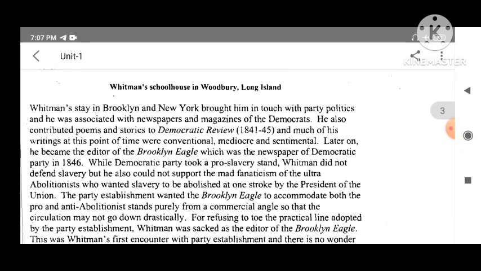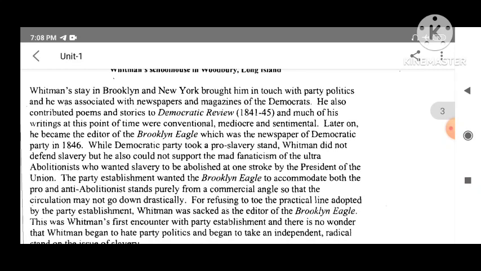Whitman's stay in Brooklyn and New York brought him in touch with party politics, and he was associated with newspapers and magazines of the Democrats. He also contributed poems and stories to the Democratic Review, 1841 to 45, and much of his writing at this point in time was conventional, mediocre, and sentimental. Later on, he became the editor of the Brooklyn Eagle, the newspaper of the Democratic Party, in 1846.